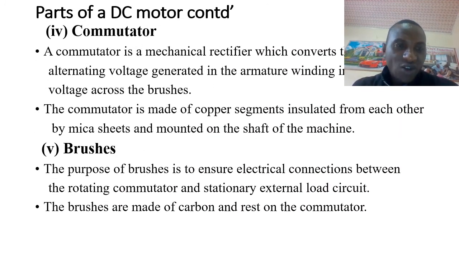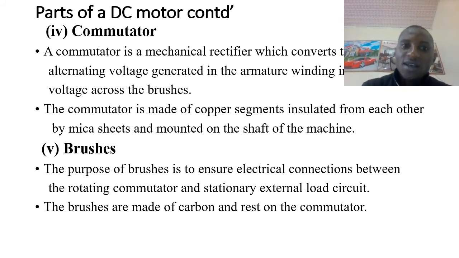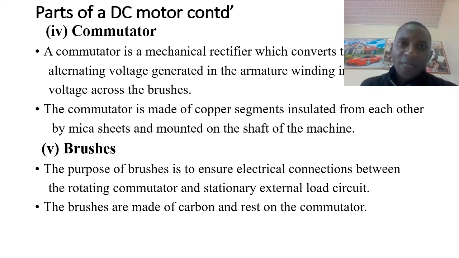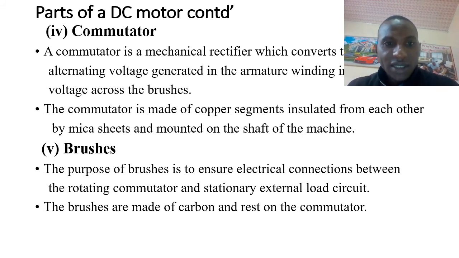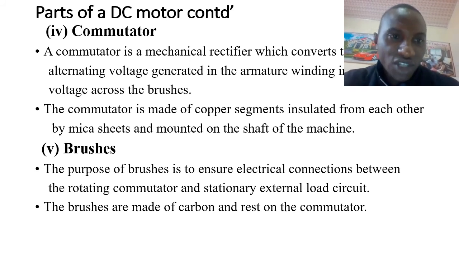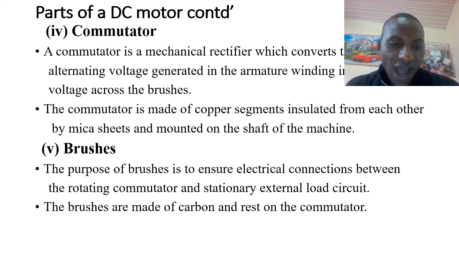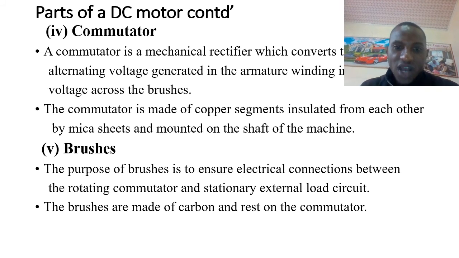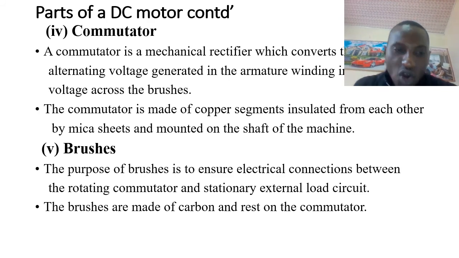And the other part is the commutator. Commutators are mechanical rectifiers which convert the alternating voltage which is fed into the motor through the brushes. It converts the AC, simply because a DC motor cannot use AC voltage. There must be a rectifier, which is called the commutator in this case. Then we have the brushes. These are carbon brushes which are used as electrical connections between the rotating commutator and the stationary external load circuit.